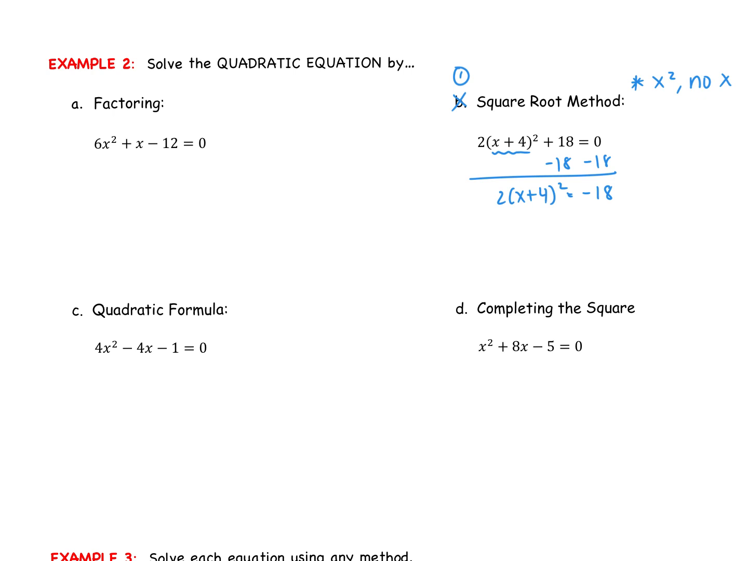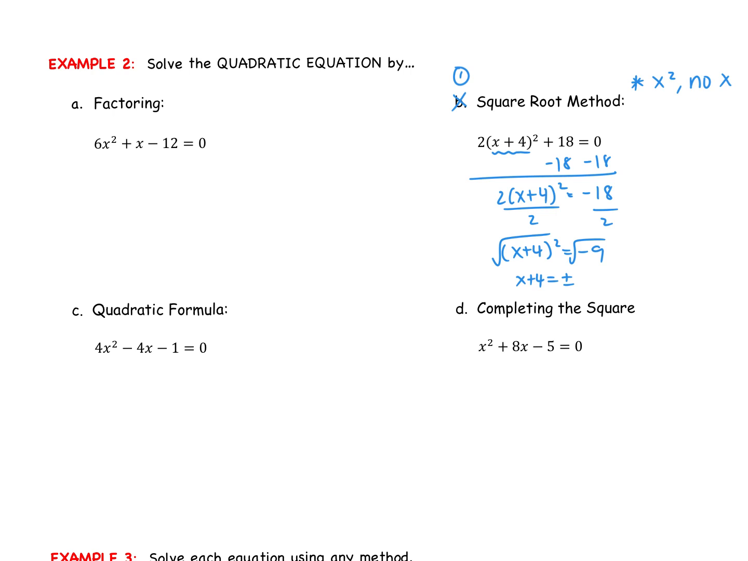Don't FOIL this out. You certainly can, and you'll get the right answer, but that's just a lot of extra work, so don't do that. Again, I'm trying to get the squared part alone. Okay, that was step 1, get the squared part alone. Now what? How can we get rid of the squared? Square root. Nick, what do I have to remember when I take a square root? Plus or minus. Very good, thank you.